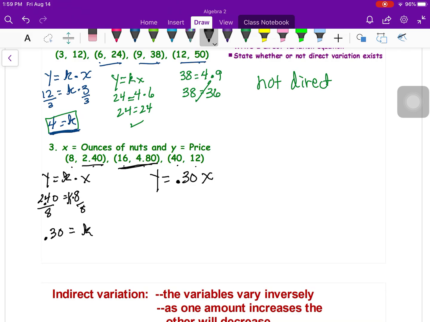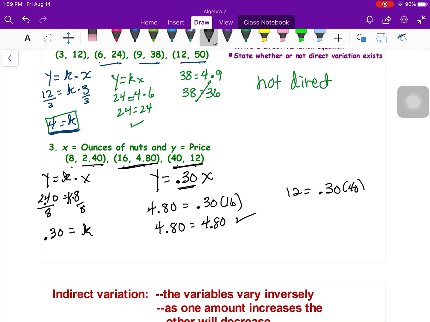Let's check this point, because if it's direct, that k should follow. $4.80 equals 0.30 times 16. 4.80 equals 4.80. That checks out. And I have one more point. 12 equals 0.30 times 40. 12 equals 12. That checks out. So my equation of variation is y equals 0.30x. 1 ounce of nuts costs 30 cents.